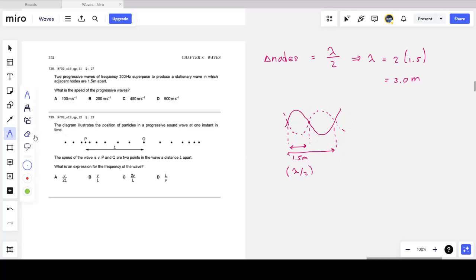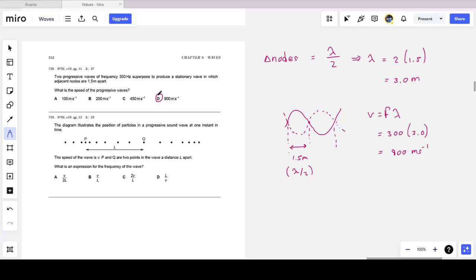Okay, so now that I have the wavelength of the wave, finding the speed should not be too difficult. Speed, using the wave equation, v is f times lambda. The frequency is given as 300 Hz. The wavelength is 3 meters. So the speed of the wave is 900 meters per second. And this corresponds with option D.